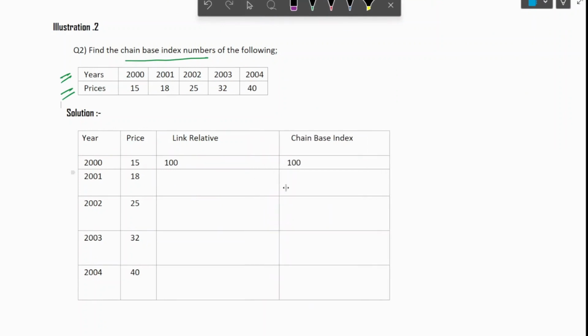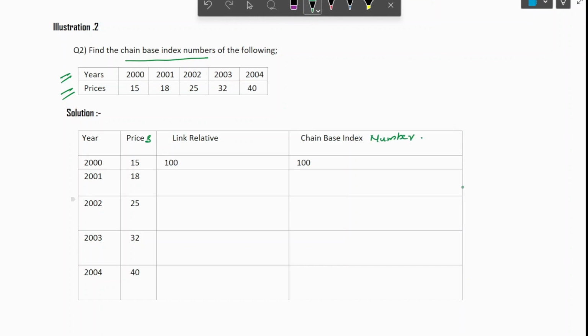Therefore, here you are going to make it 4 columns. First column year, second column prices, then link relative, and last column chain base index number. Therefore, starting from 2000, the link relative is 100, because we are assuming that it is 100, because previous year information is not given in the data. That's why we are starting with 100 and 100, because 2001 depends on 2000. Therefore, without getting the link relative of 2000, you cannot calculate the link relative of 2001. Sorry, the chain base index of 2001, 2, 3 and 4.